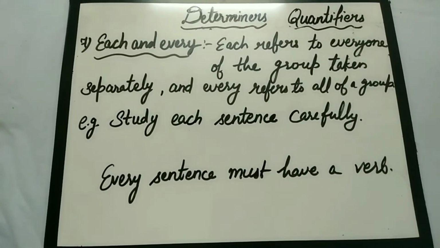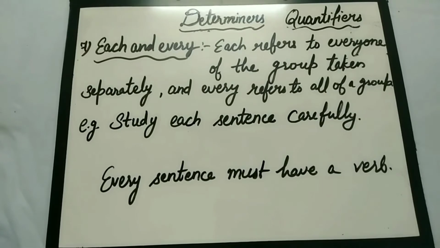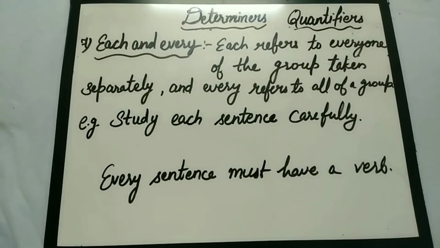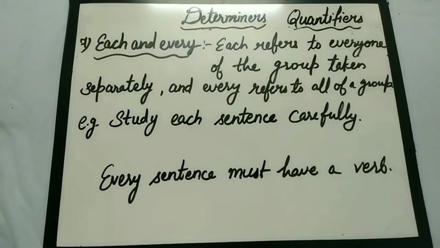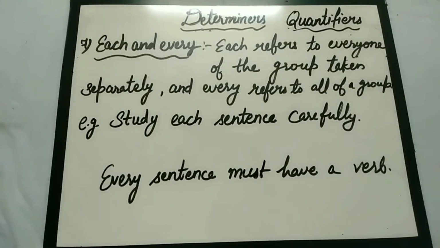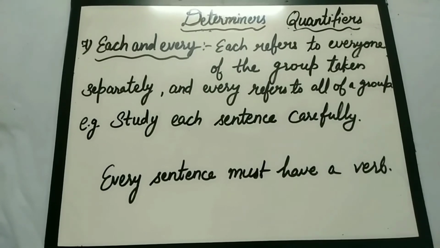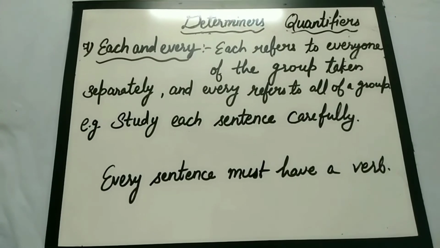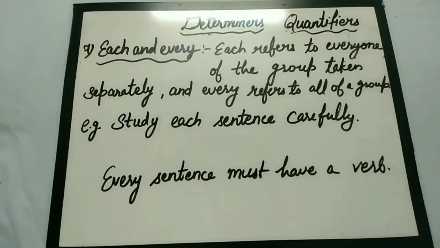For example, study each sentence carefully. This means study the sentences one by one, and each is more usual for a small number. In the second example, every sentence must have a verb. This means all the sentences must have a verb, and every is more usual for a large number. So keep in mind, each is used for a small number and every is used for a large number, as in each, we separate the nouns.